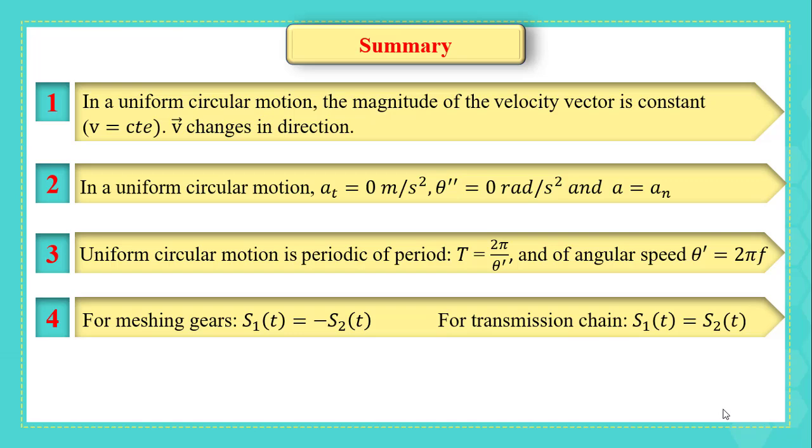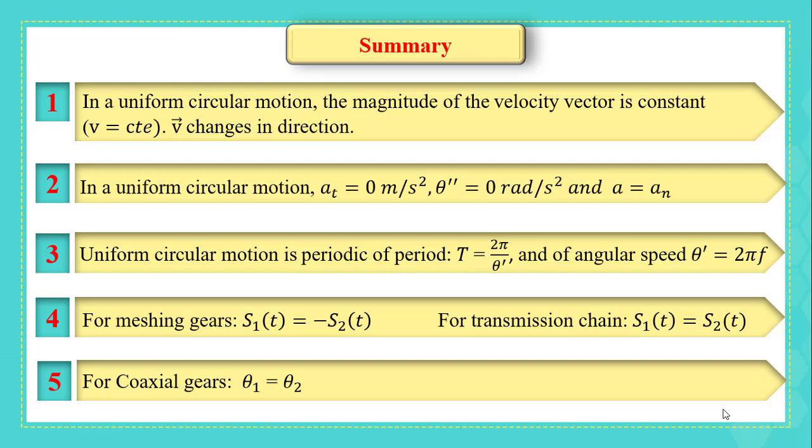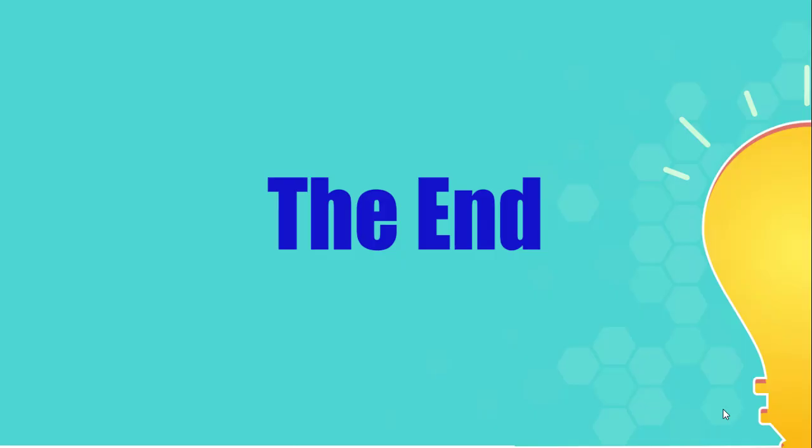For meshing gears, S1(t) is equal to minus S2(t). For transmission chain, S1(t) is equal to S2(t), and for coaxial gears, θ1 is equal to θ2. It's the end of this part and the end of chapter 7.